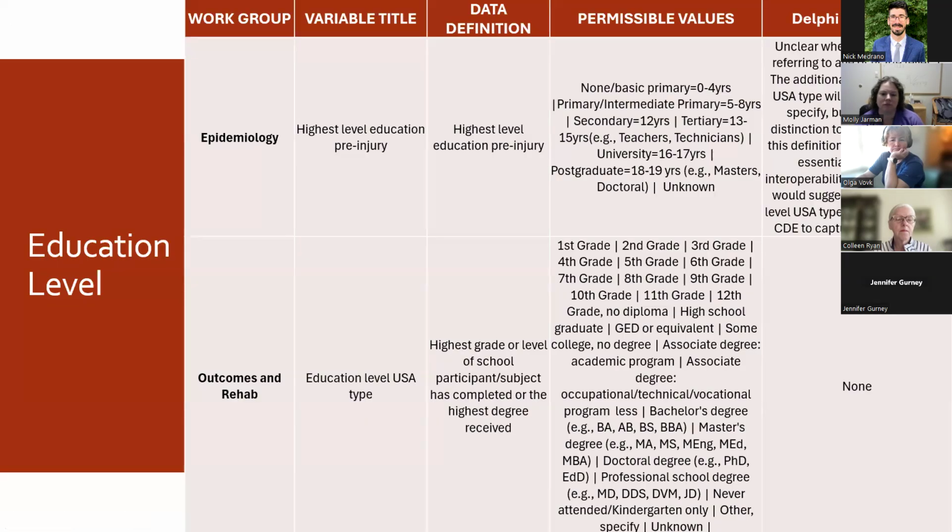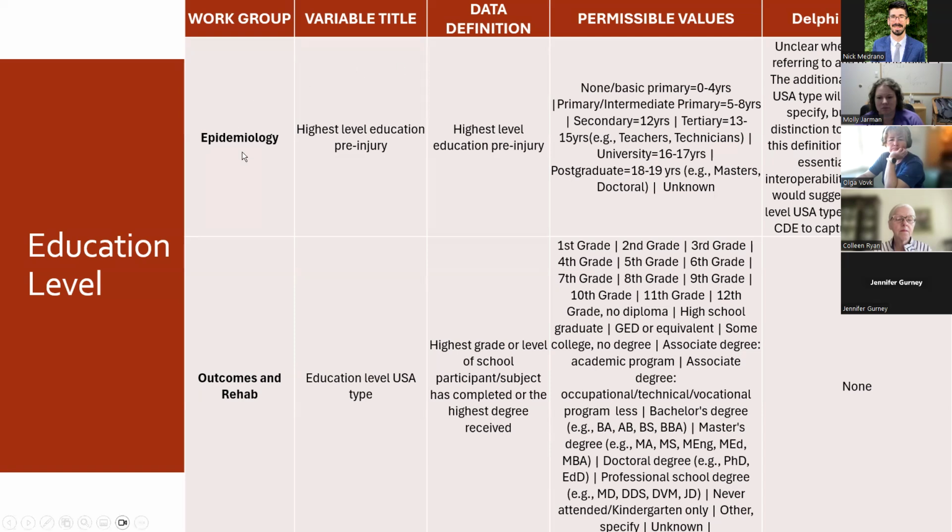So that takes us kind of to education level. The top definition here is what was selected by this group, which was very specific, which is highest level of education pre-injury. And we understand that that context is very important, that this is before the injury, what their education level was. Here are the permissible values for that. And then on the right-hand side, we have what the comments were, which is clearly like everyone wants to make sure that we have that distinction of this being pre-injury.